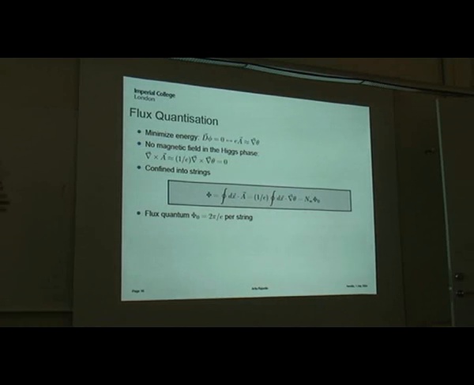So the magnetic field is confined into the cores of the strings, and the magnetic flux is just the contour integral of the gauge field around the string, which, because of this condition, is equal to 1 over e times the change of the phase angle around the string. So winding number times 2 pi over e, it's known as the flux quantum. So a string in gauge theory always carries an integer multiple of this flux quantum. Flux is quantized.